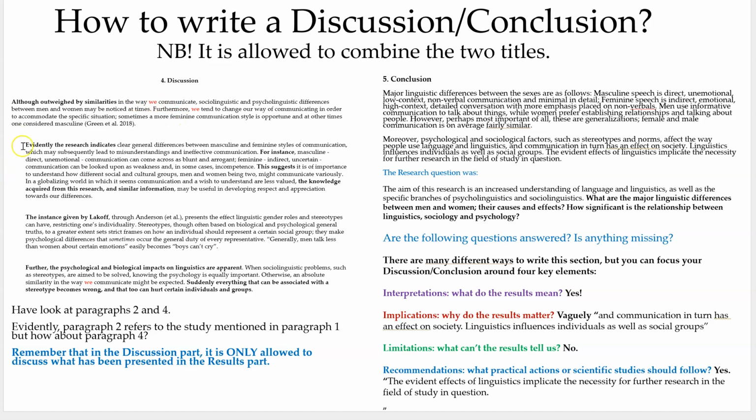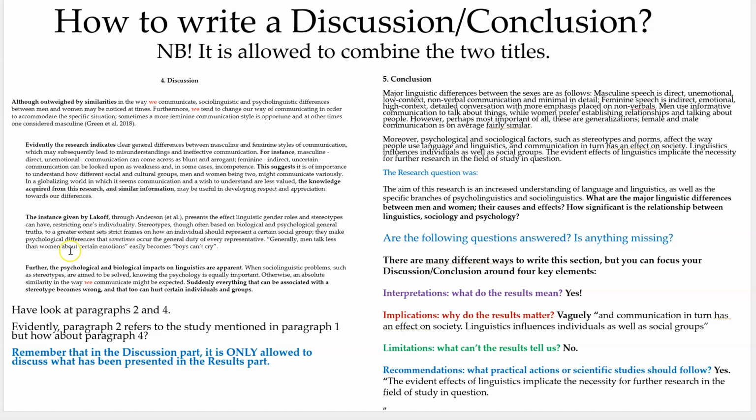But look down here. "Evidently, the research indicates clear general differences." "For instance, this suggests, according to Green." So he's referring, or she, the student. And here is even better. "The instance given by Lakoff through Anderson." Here is a really good discussion, because then you're weighing the different arguments towards one another.